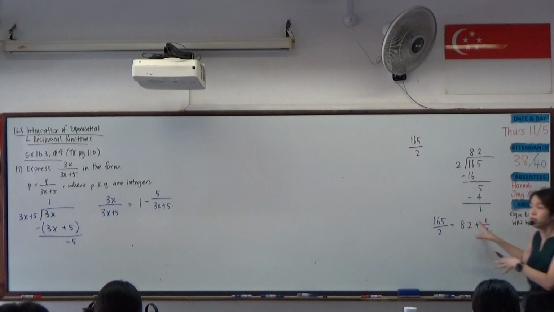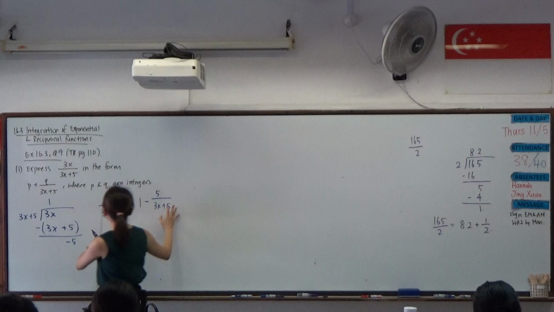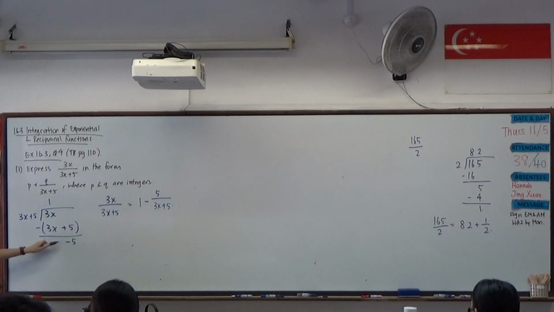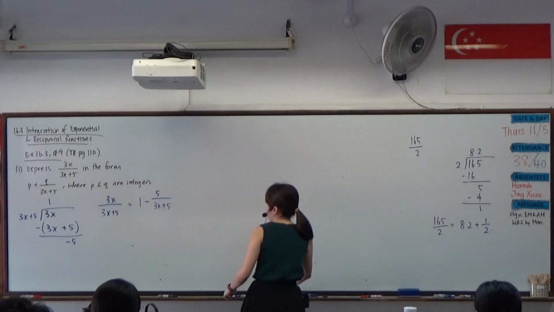So that structure, okay, is the same one that we get over here. But this is the whole number portion, okay, and then the remainder over this divisor. Alright? Okay, so that will be for part I.